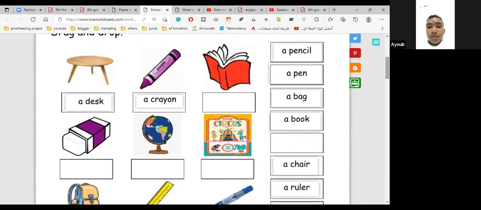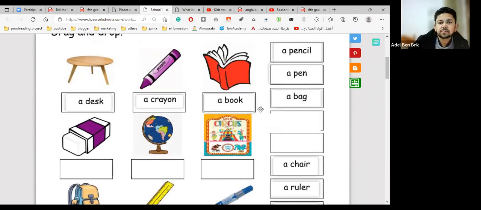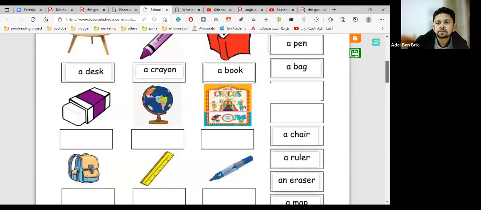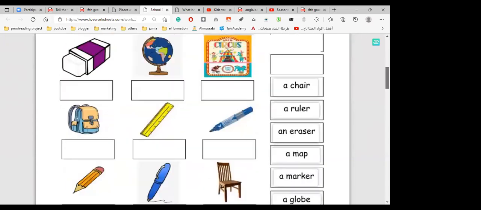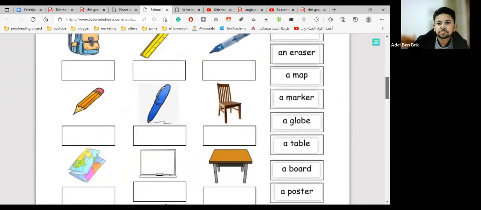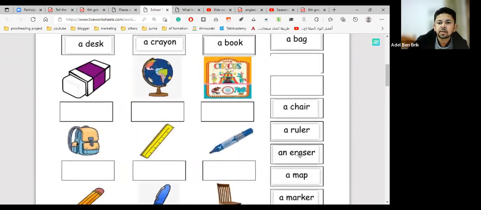Number three. A book. It's a book. Yes, very good. Okay. What about number four? It's an eraser. We say an eraser or rubber.